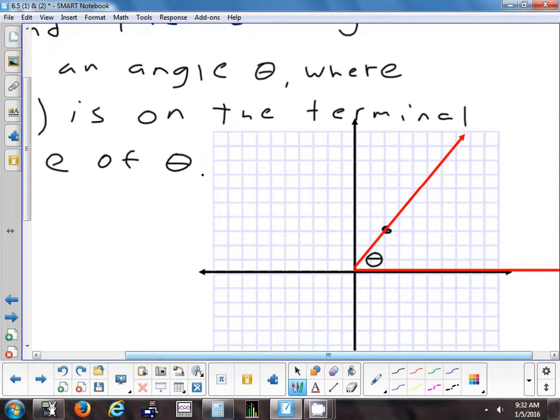Well, what shape could I almost make out of this diagram I have on the board? What shape? It's going to have a 90-degree angle in it, though. Yeah, we're going to make a right triangle. All I want to do is draw a line straight down right there. And theta is right there. That's my 90.